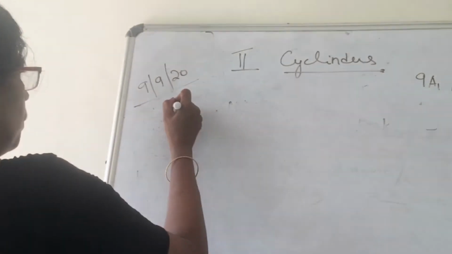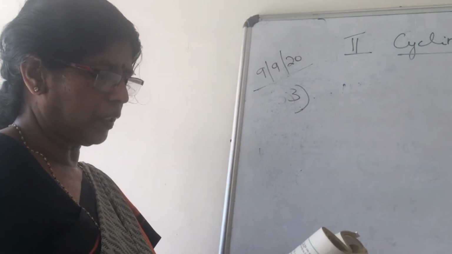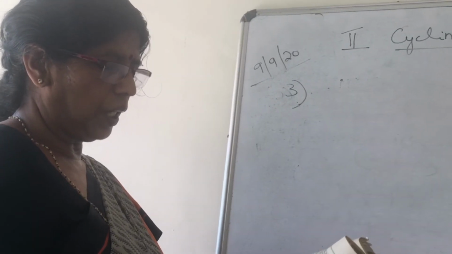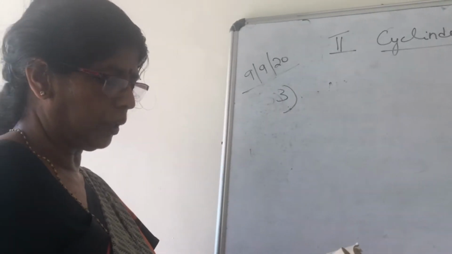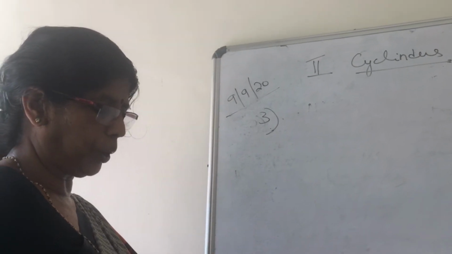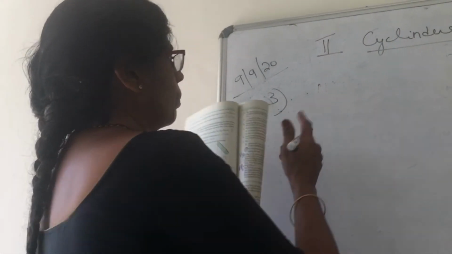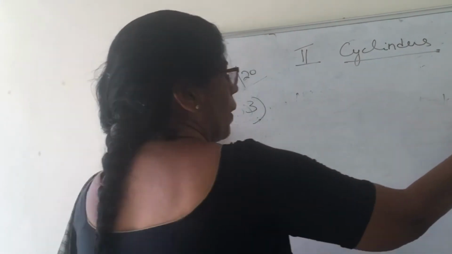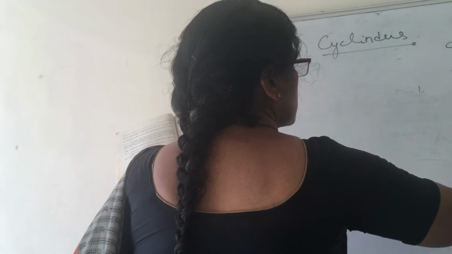Coming to the third question. A metal pipe, 77 centimeters long. The inner diameter is 4 centimeters and the outer diameter is 4.4. Find the inner, outer and the total TSA. A metal pipe. Please draw the diagram. A metal pipe means, children, hollow. It is hollow.